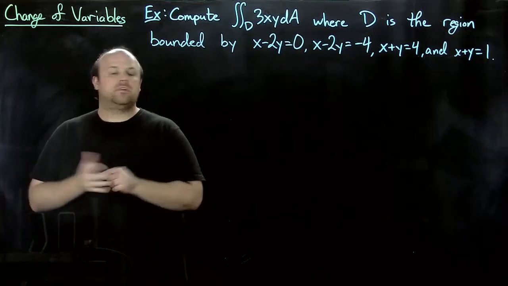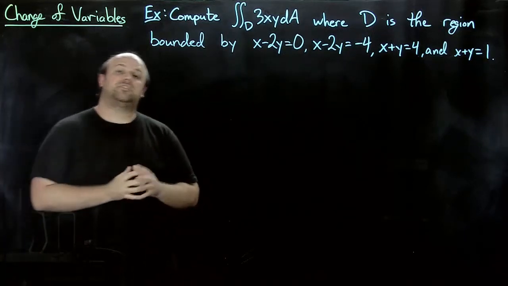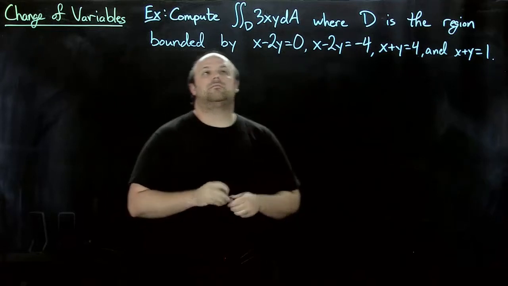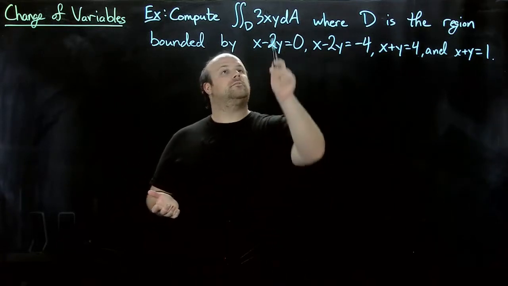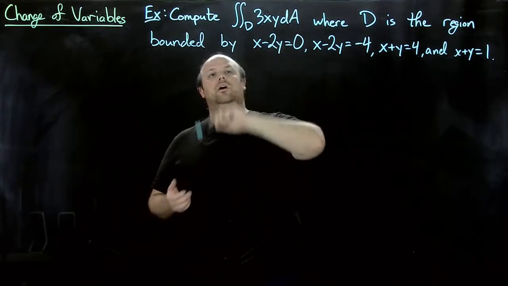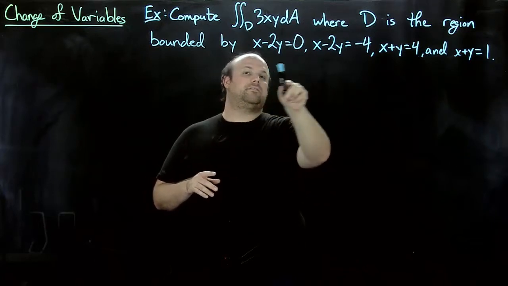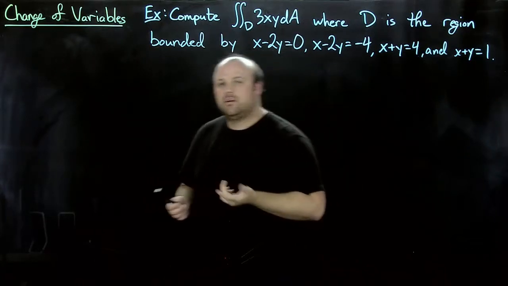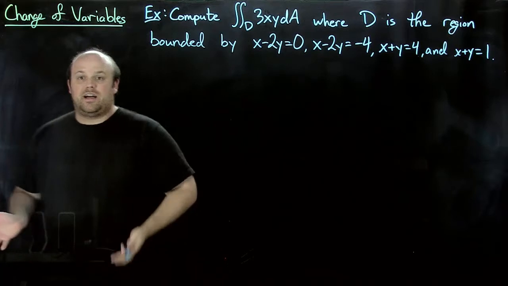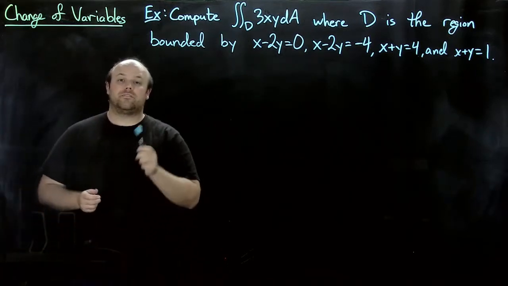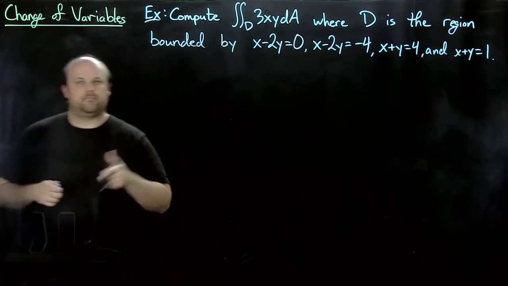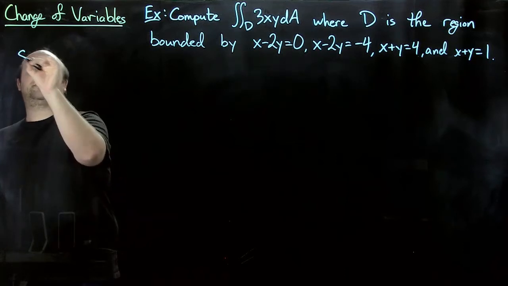Welcome back. Right. So we're going to start this section off with an example. We want to compute the double integral of 3xy over this region D, which is bounded by these four lines. As I've been saying over and over, the first thing you should do is sketch the region. So let's sketch this.